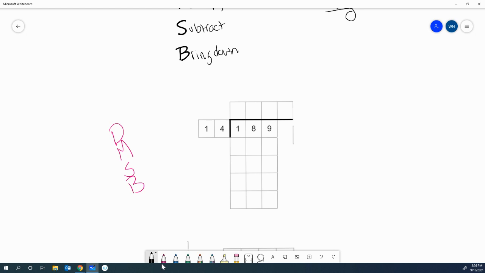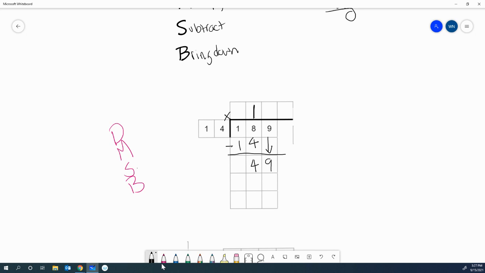14 cannot go into 1. If you say 1 divided by 14, you can't do it. But I can say 18 divided by 14. 14 can go into 18 one time. Look, I'm placing my answer above the 8 because it can't go into the 1. It can go into the 18. Now we multiply. We just divided, so we multiply. 1 times 14 is 14. Time to subtract. 18 minus 14 is 4. Time to bring down.